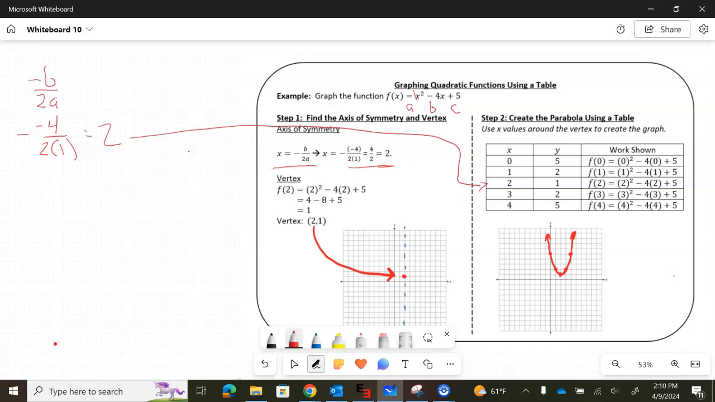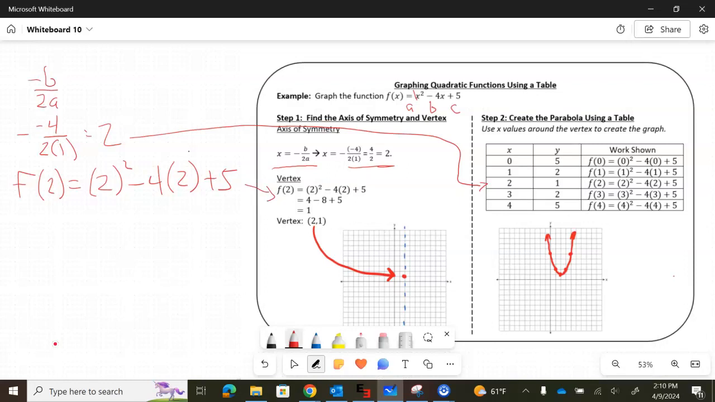How did they know that when x was 2, y was 1? They used our function. F of x equals x squared minus 4x plus 5. I'm going to take that function, but I'm going to replace the x with what it's equal to. It's equal to 2. So I have, instead of x squared, I have 2 squared minus 4 times, instead of x, I have 2 plus 5. I took this function and I replaced the x with a 2.